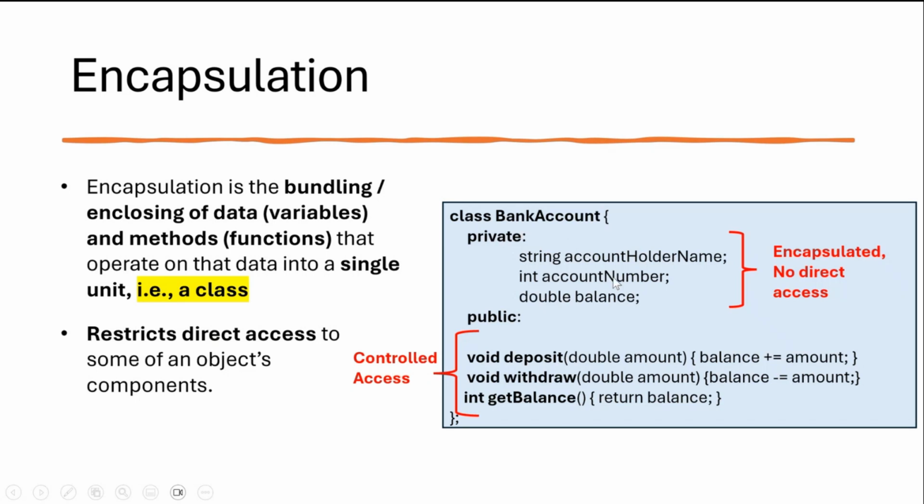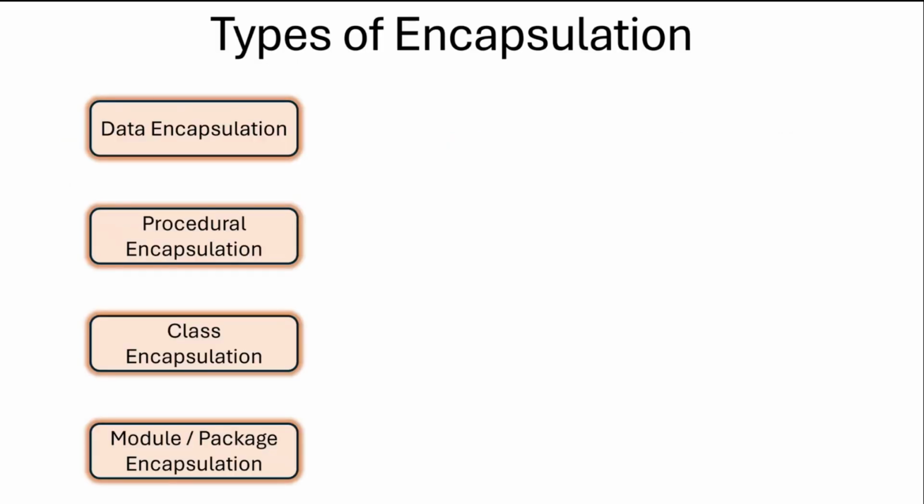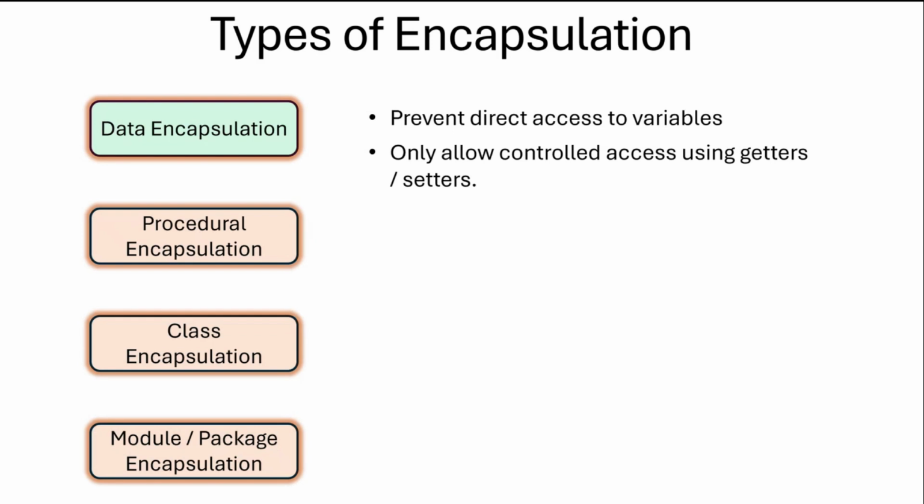So let's understand the different types of encapsulation, compile time and runtime encapsulation, and different access levels in detail in the next slides. There are four types of encapsulation. First is data encapsulation. It prevents direct access to the variables of the class and only allows controlled access using the getter or setter methods. Getters means a get method to get the variable, and setters is a set method for updating the variable.